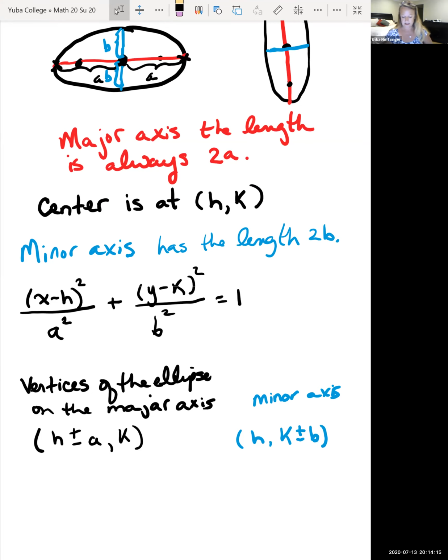Okay, so then there's one other point, which is the focus. Sometimes you want to find the focus, or sometimes you're given the focus and you want to find the equation, and this can help us. The foci are always on the major axis, and the value of that distance is c. So if I go from my center, in this case, left or right c, I'm going to be affecting my h value of my center. So h plus or minus c, my y value stays the same.